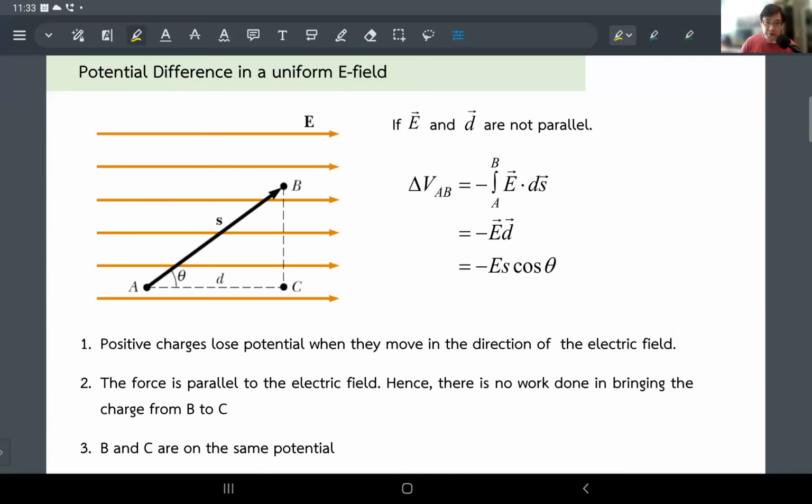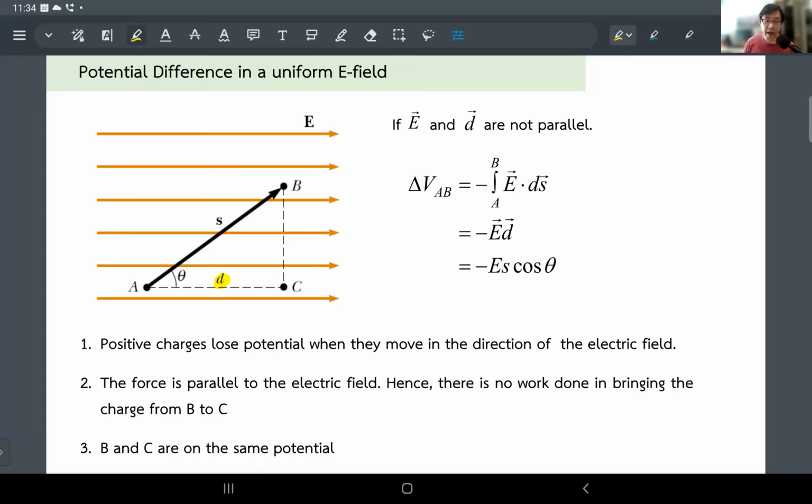Now, point A is to the left of points B and C, but B and C are at the same vertical distance from point A, and the separation is D right here. What is the potential difference from A to B? That's my question.